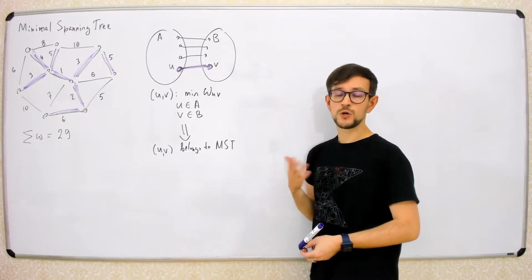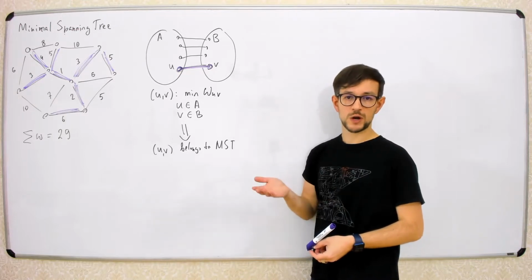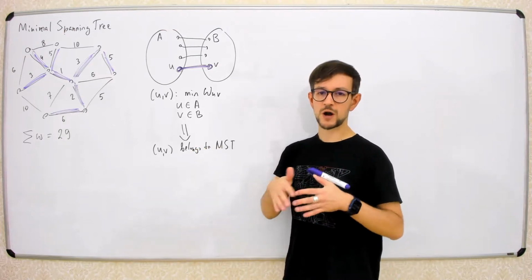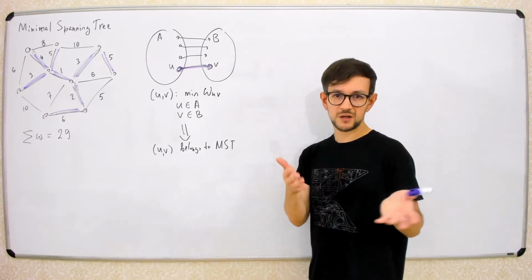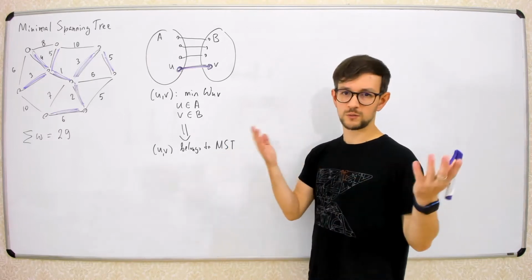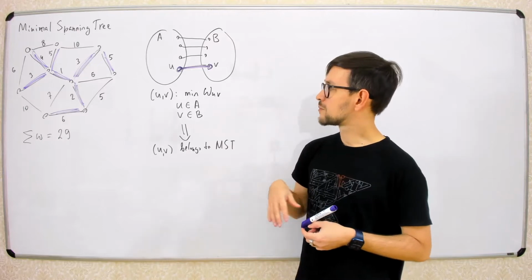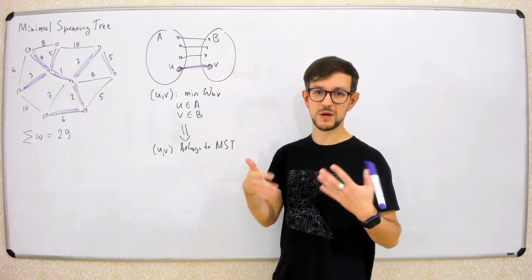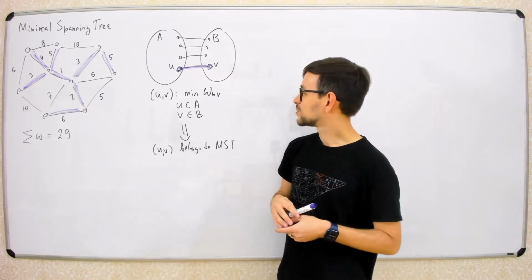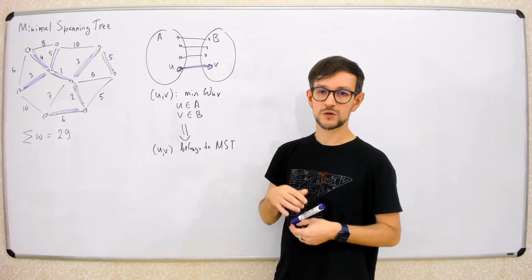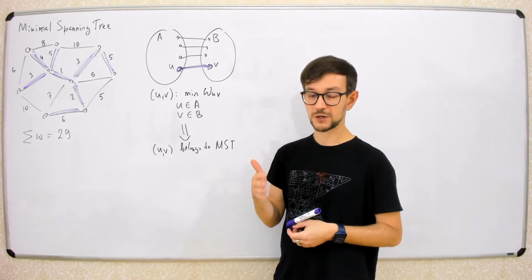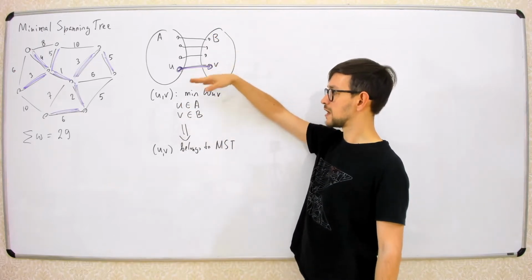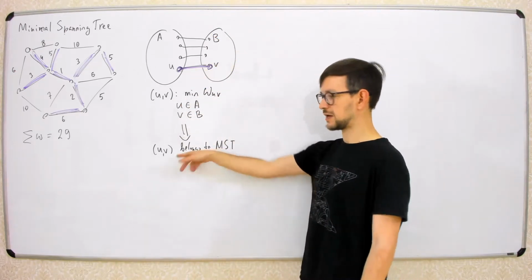Sometimes there is no unique way to do it. Sometimes there may be multiple ways to construct minimal spanning trees, so the edge belongs to some of the minimal spanning trees. If there are multiple spanning trees, then it belongs to one of them. For example, if all costs are equal, then any spanning tree is a minimal spanning tree. So sometimes there's no unique way to construct a minimal spanning tree. But if this is the minimal edge among all these edges, then there is some minimal spanning tree which contains the edge UV.